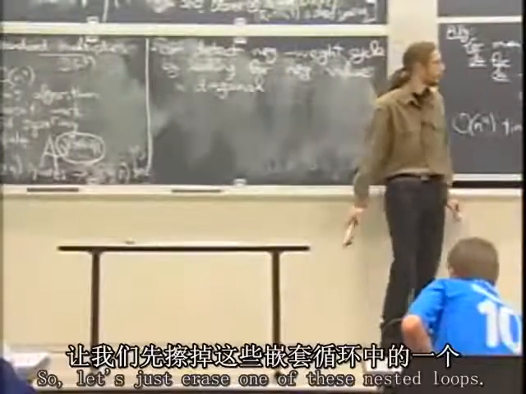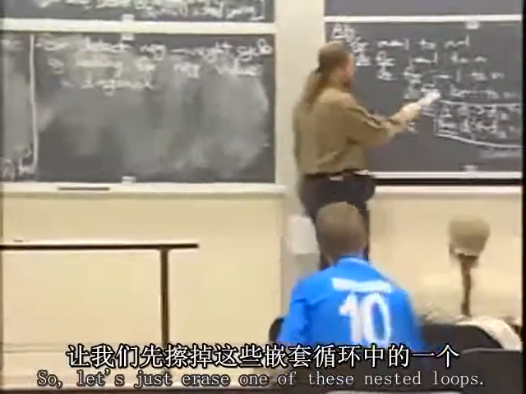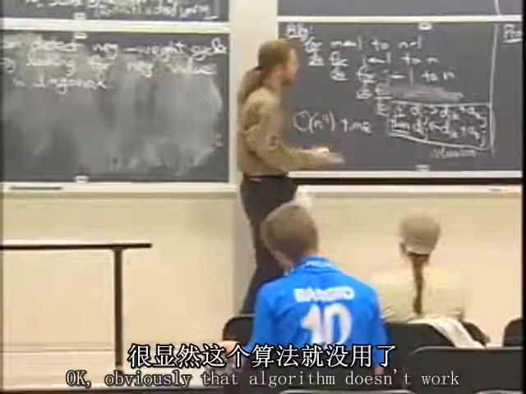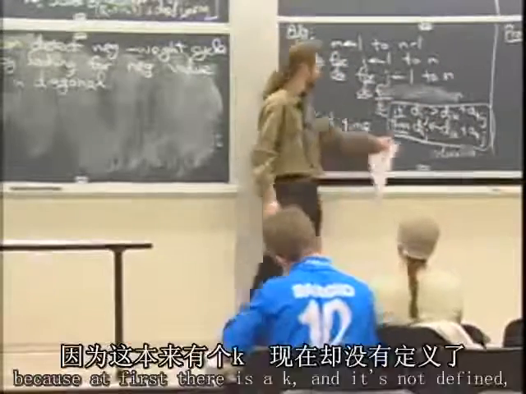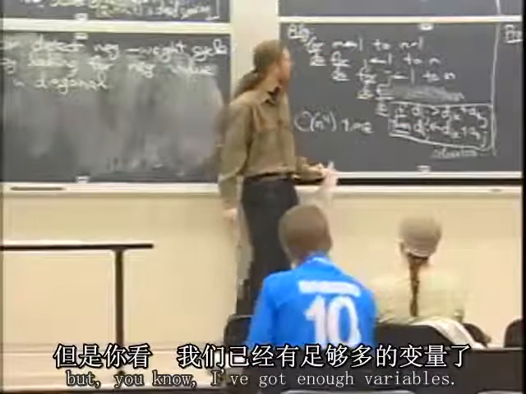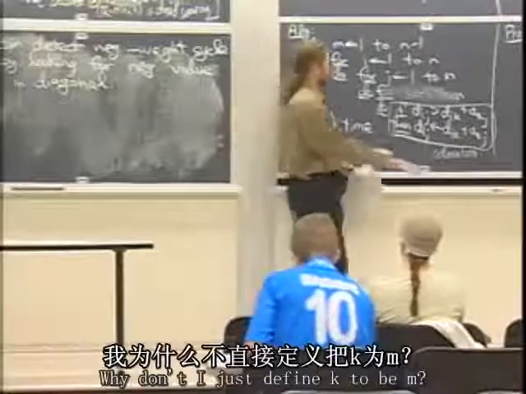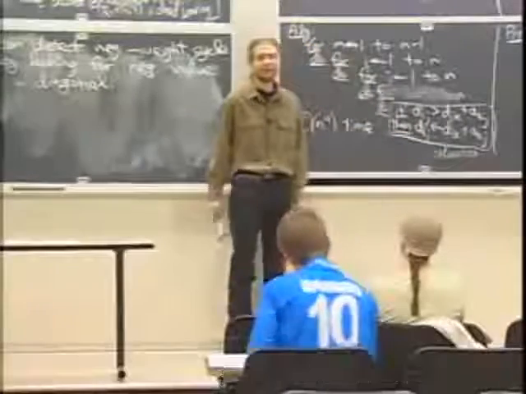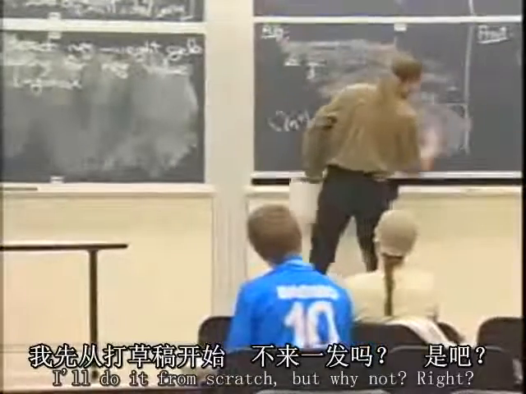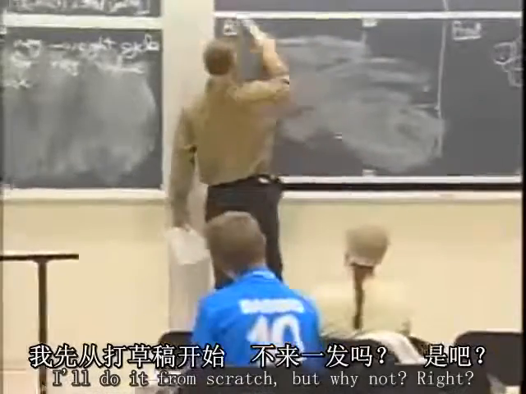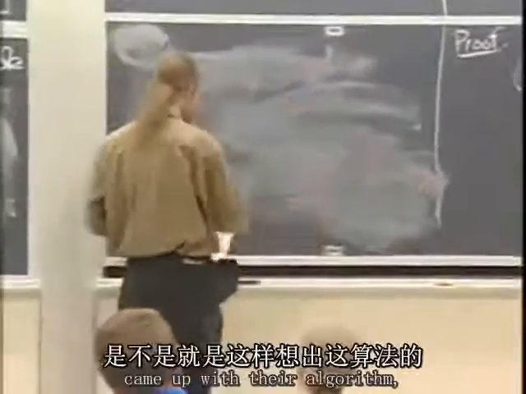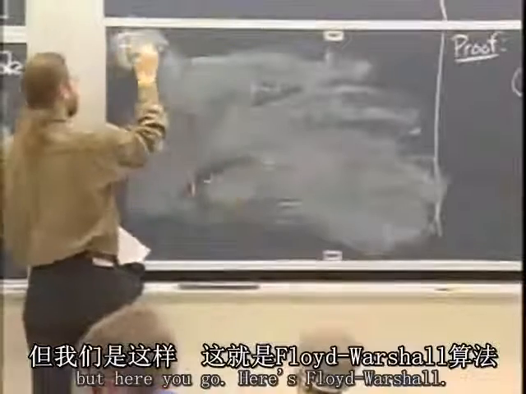So let's just try to erase one of these nested loops. Okay, I want to do that. Obviously that algorithm doesn't work because it refers to k and it's not defined, but I've got enough variables. Why don't I just define k to be m? Okay, turns out that works. Well, I'll do it from scratch, but why not, right? I don't know if that's how Floyd and Warshall came up with their algorithm, but here you go. Here's Floyd Warshall.